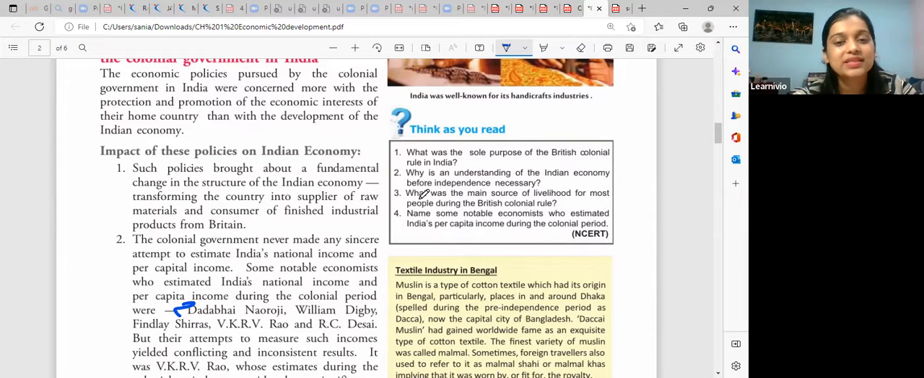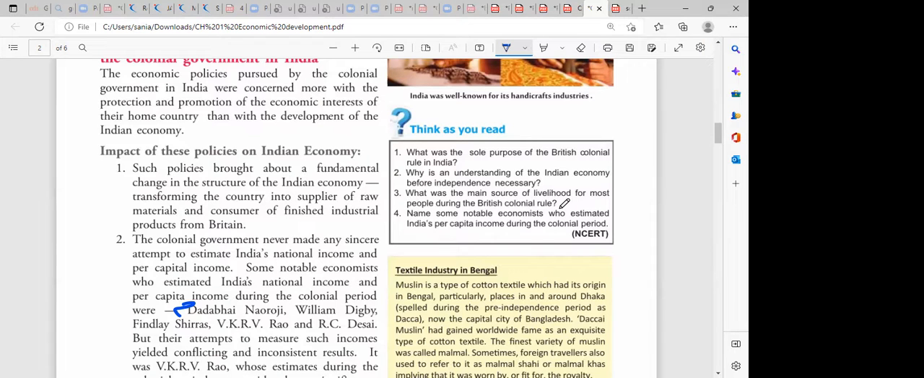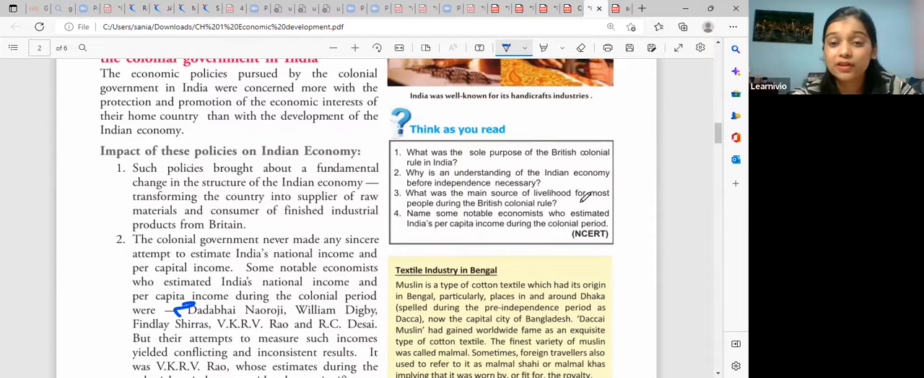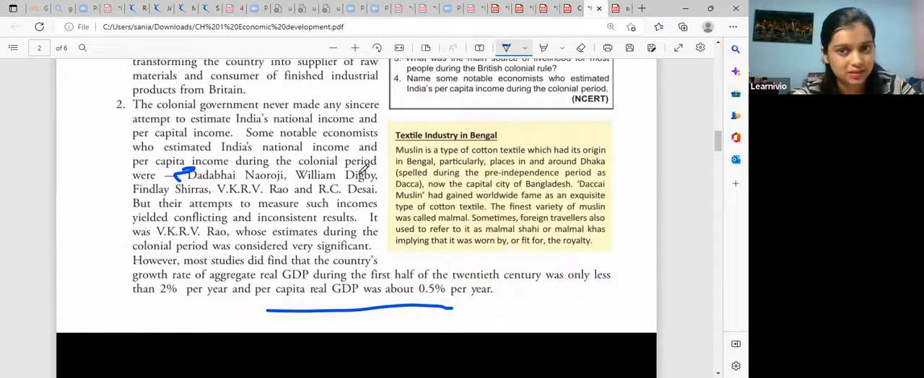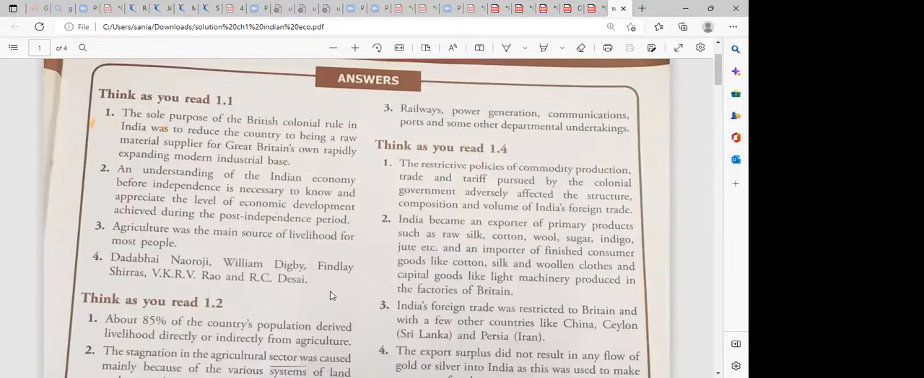Okay. Next is, what was the main source of livelihood for most of the people under British colonial rule? Very simple. Source of livelihood. Agriculture. Yes, livelihood is basically what I depend on, where I get my income from. Okay. And name the notable economists. So the notable economists are basically these. Yes. I'll let you know the solutions as well.